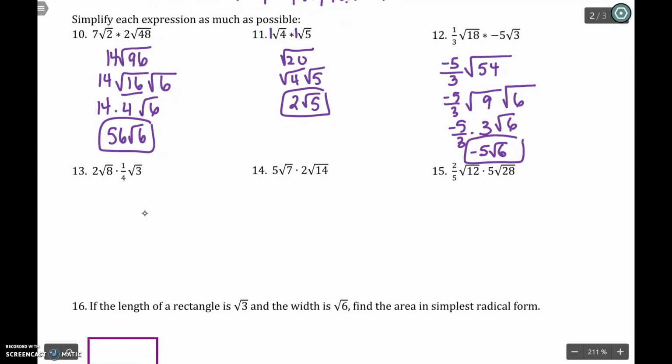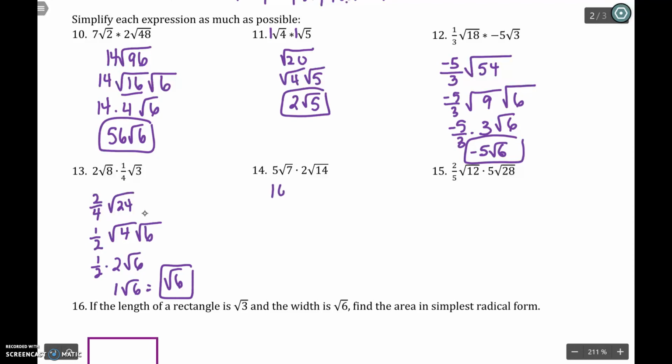2 times 1/4 is 2/4, which is the same as 1/2. 8 times 3 is 24, which simplifies. The largest perfect square is 4, goes in 6 times. And the square root of 4 is 2. And 1/2 of 2 is just 1 radical 6, or just radical 6.